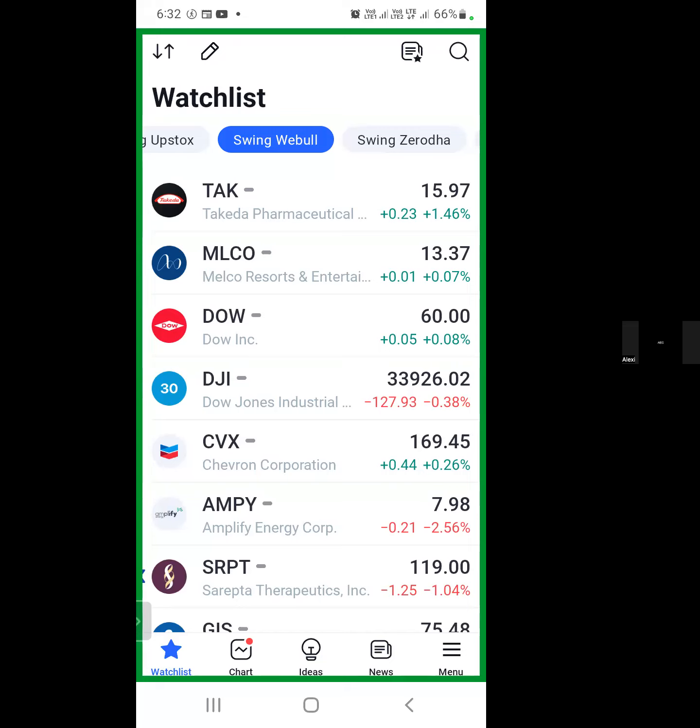Making this video now on how to set stop losses using Webull. But along with that, I'm going to share with you the method of figuring out what the stop losses should be. Okay. So first of all, I'm going to look at just three stocks, three trades that I'm in right now.